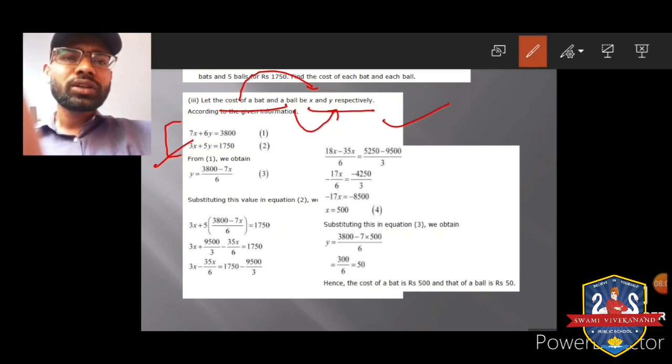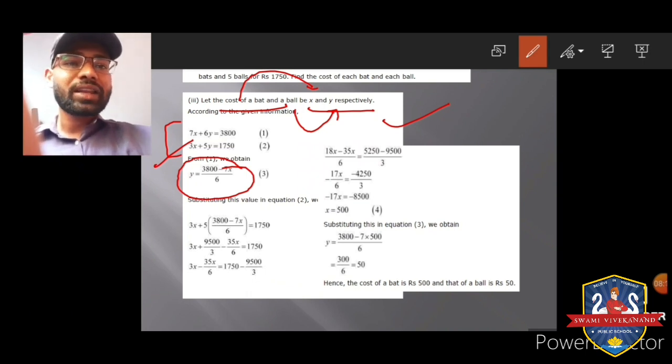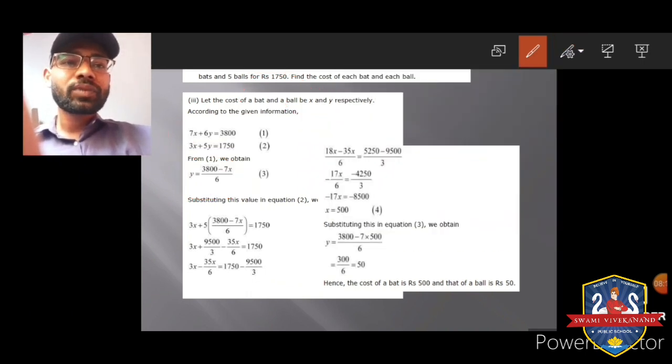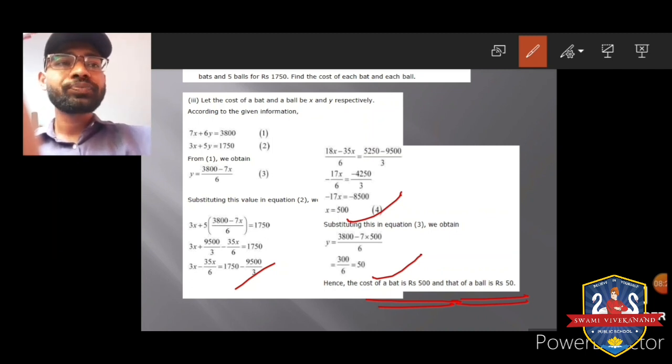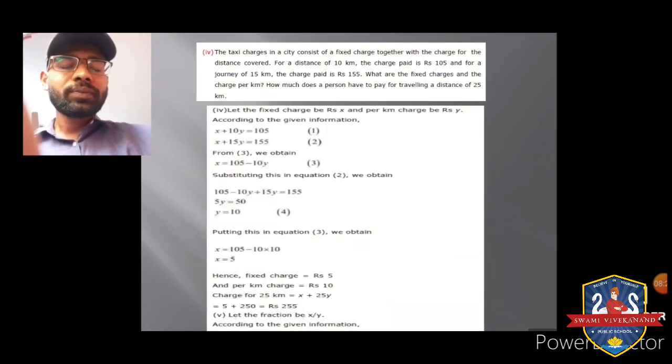Now the remaining question. From here we get y is equal to (3800 minus 7x) upon 6. Now solving it, we get x is equal to 500 and y is equal to 50. Hence the cost of one bat is 500 and the cost of one ball is rupees 50. Okay. Let's move further.